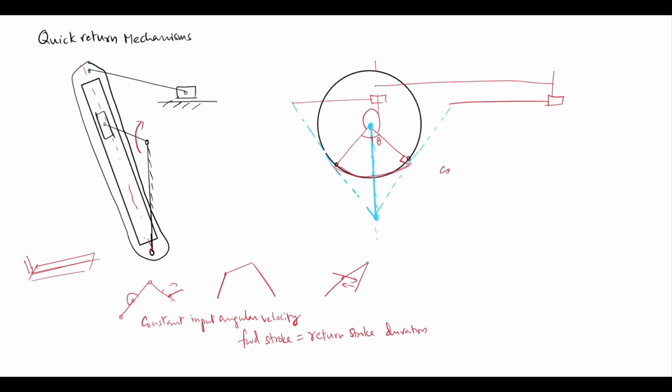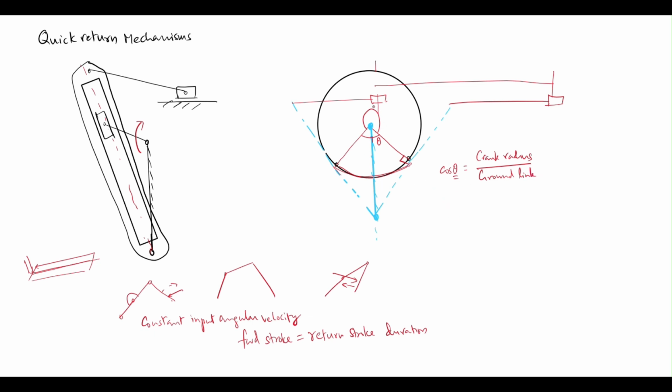then we can write cosine of theta is equal to the crank radius divided by this ground link. So we can obtain theta from this.